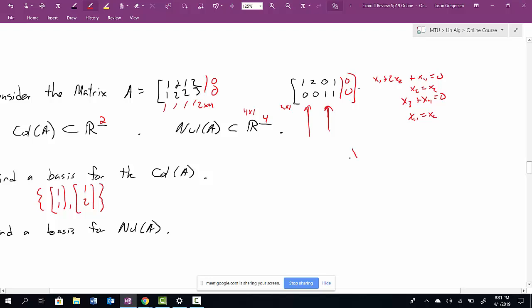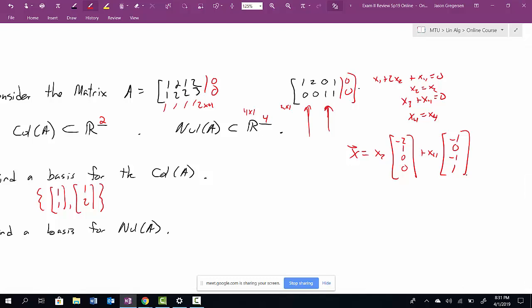Then I'm just going to write out my solution in parametric vector form, right? I got some x2 stuff times a vector, (-2, 1, 0, 0). That's x4 equals x4. Plus x4 times (-1, 0, -1, 1). Okay. Are we good there? Let me know if you want me to show some in-between steps there.